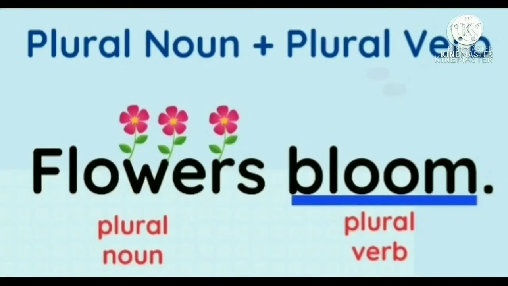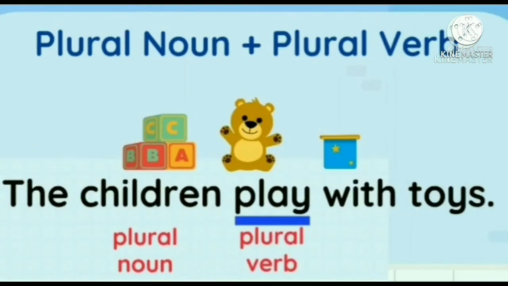Flowers bloom. Flowers is a plural noun. So we need a plural verb. Bloom is a plural verb. There is no S at the end of the verb. Here, the subject and the verb agree with each other. Next sentence, the children play with toys. Here, the children is the plural noun and play is the plural verb. There is no S at the end of the verb. So here also the subject and the verb agree with each other.